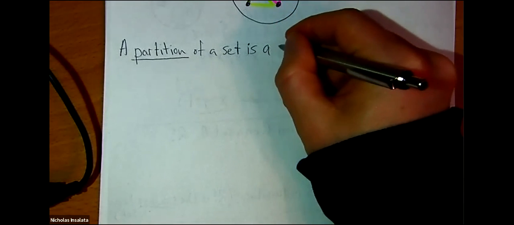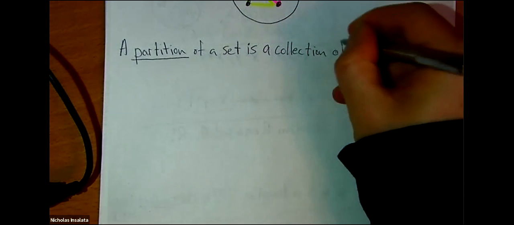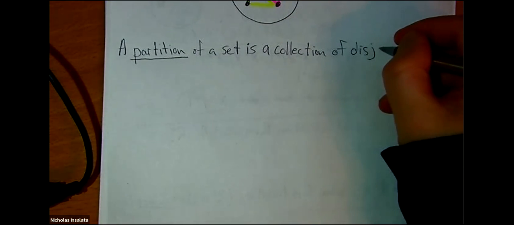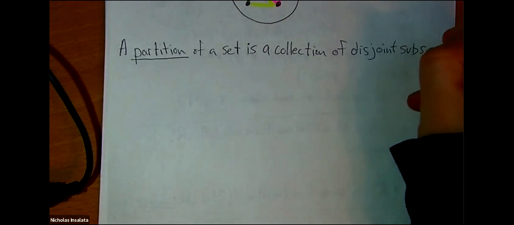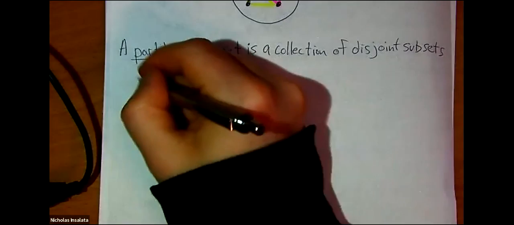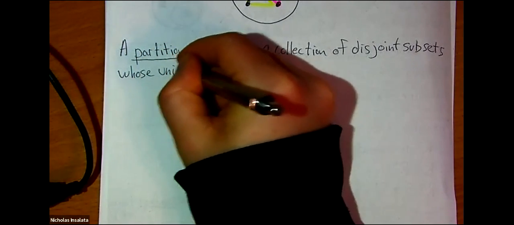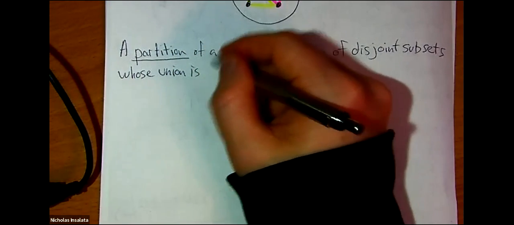Breaking a set into pieces which are disjoint, but whose union is the whole set. Good. It's a collection of subsets, a collection of disjoint subsets. What does disjoint mean? They don't contain any of the same stuff. Very good.